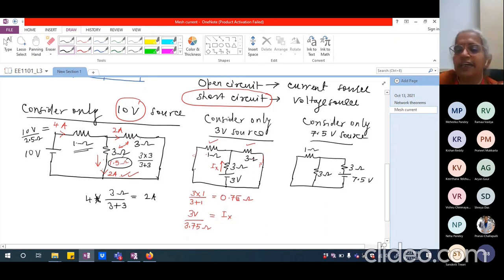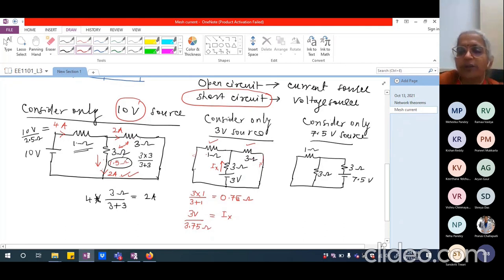The last one that I need to do is 7.5 volts. What is the Ix? Where is that Ix you're talking about? This is the Ix. I have shown Ix here. The direction I have shown here.